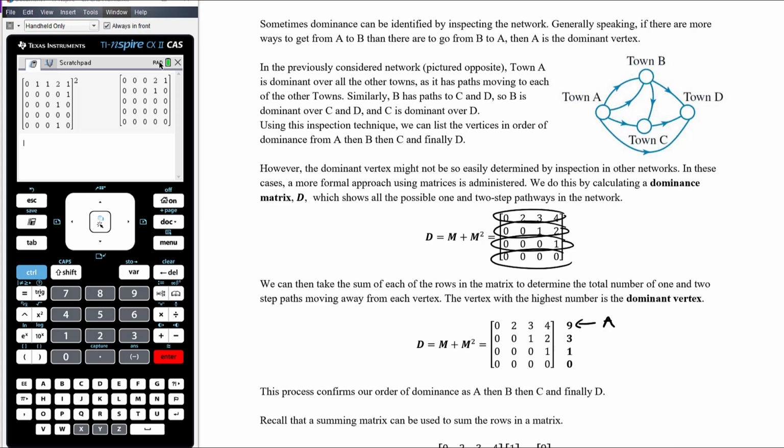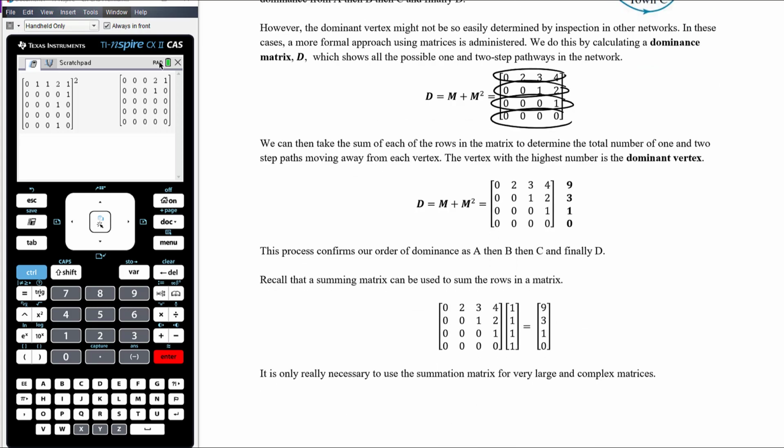It's not about adding up the columns, because that would be saying how many cities can come to A. It's not dominant if the arrows are coming towards you. It's dominant if the arrows are going away from you. So we want to add up the rows, which in this instance says there are a total of 9 1- and 2-step paths away from A that can take me to other cities in the network. There are only 3 1- and 2-step paths that take me away from B, and there's only one that goes away from C, and there are no paths at all to get away from D. So D is definitely the least dominant place in the network.